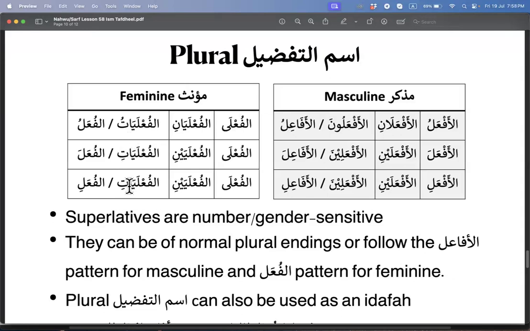And again, for the feminine, we have another pattern. The pattern is fu'al, al-fu'al. The only way to remember, I guess, is it's similar to this, except the fathah is on the sukun here. And then at the last part it is marfu bi dhamma, mansub bil fathah, or majrur bil kasrah.